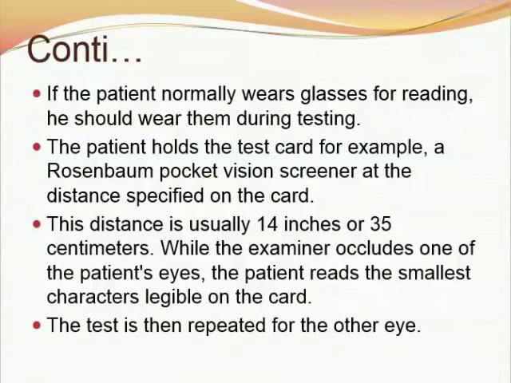The patient holds the test card, for example, a Rosenbaum pocket vision screener, at the distance specified on the card. This distance is usually 14 inches or 35 centimeters in a standard. While the examiner occludes one of the patient's eyes, the patient reads the smallest character legible on the card. The test is then repeated for the other eye.